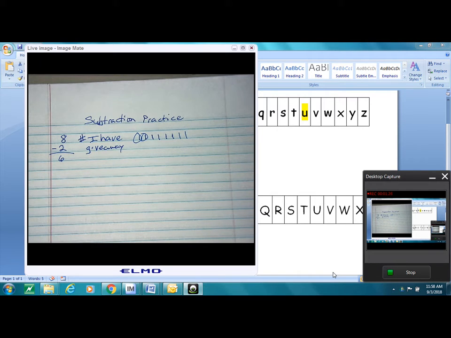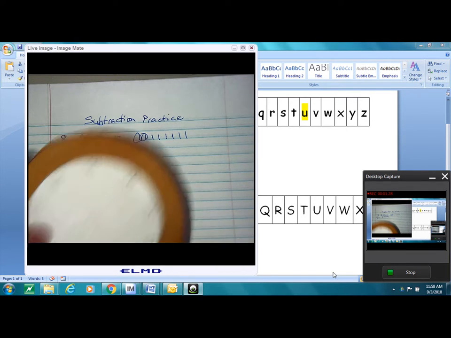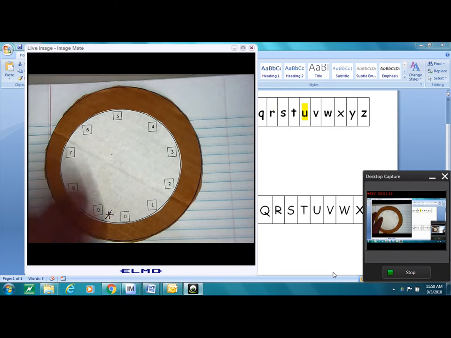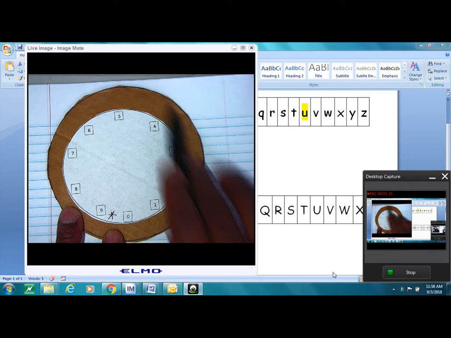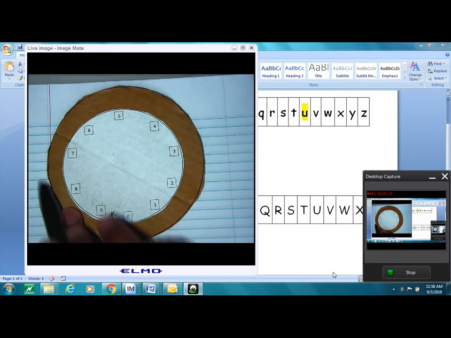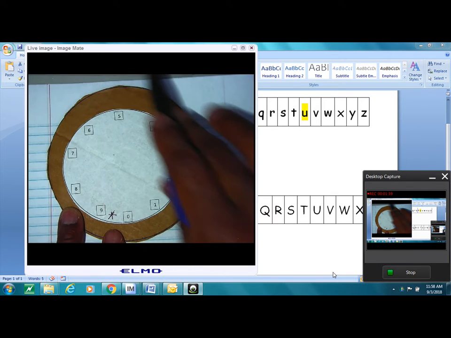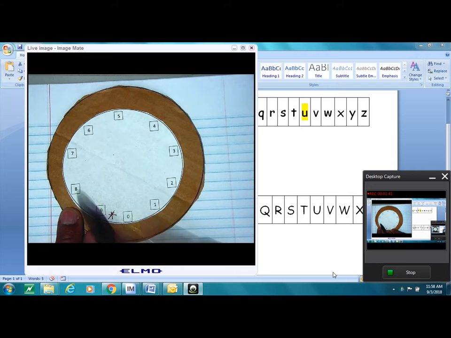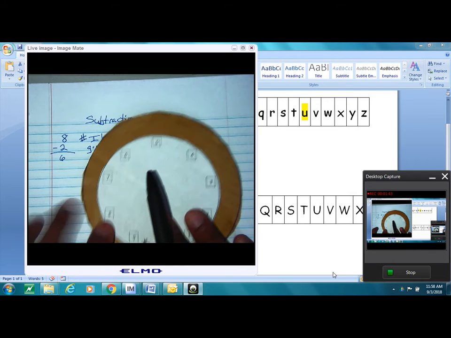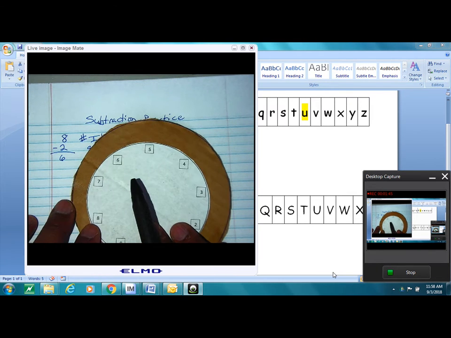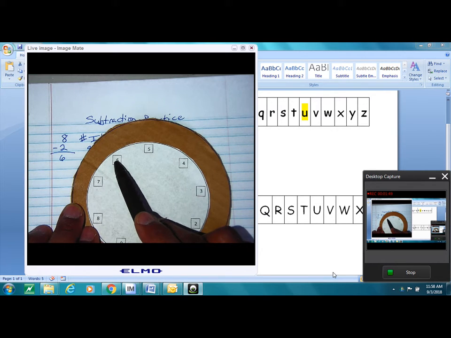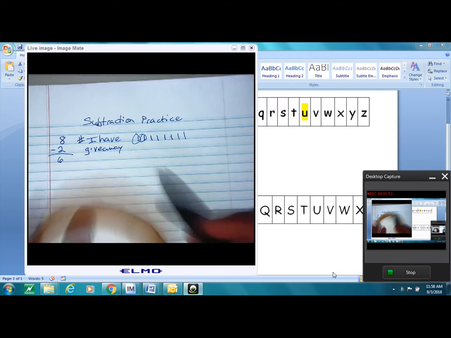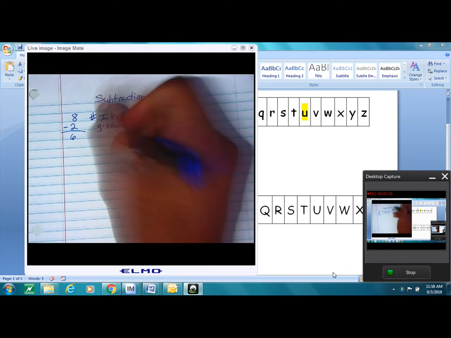Now, if you're using my abacus, for subtract, we're going to go this way, okay? We're going to go around, kind of like the hands on a clock. So we're going to start on how many we have, which is 8, and we're going to take 2 away. 1, 2. Where did we land? We landed on the 6. So 8 minus 2 is 6, okay?